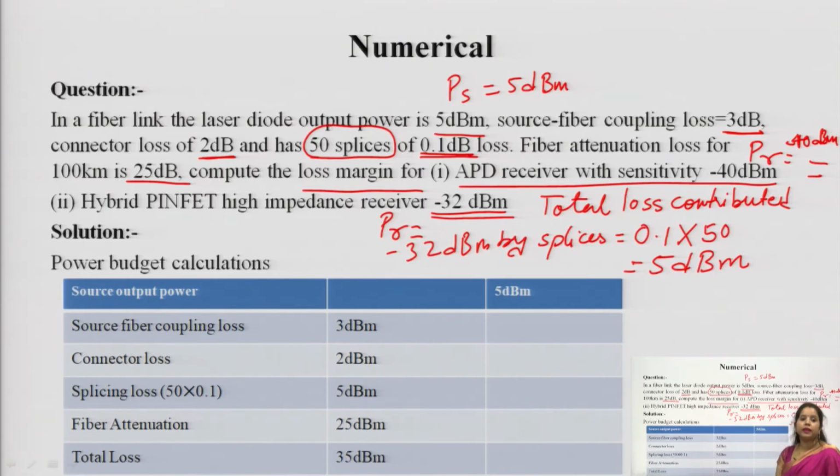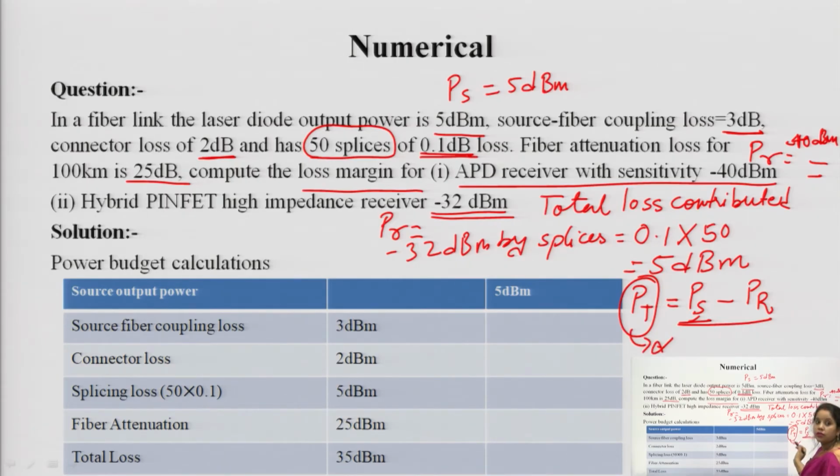Whenever we are about to calculate the loss margin, first we have to know about the PT. So, PT will be equal to what? Our PS minus PR, and now PT will be equal to the different types of losses plus the loss margin. So, first of all we are going to calculate PT.